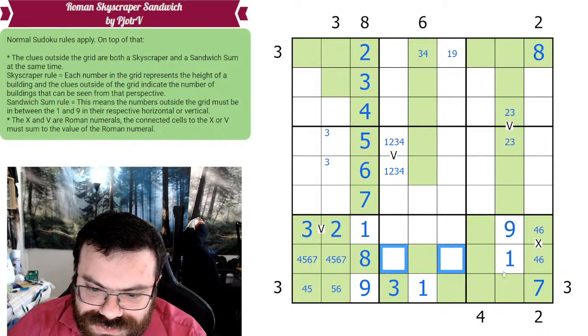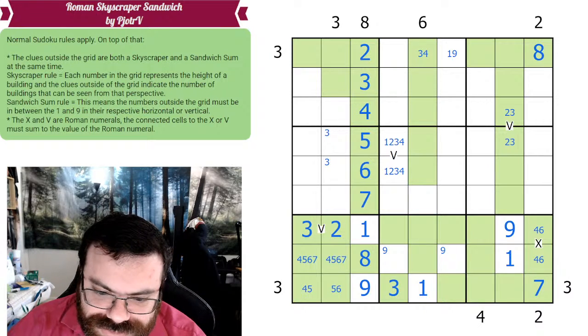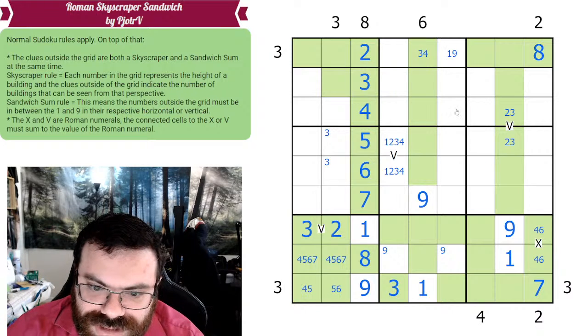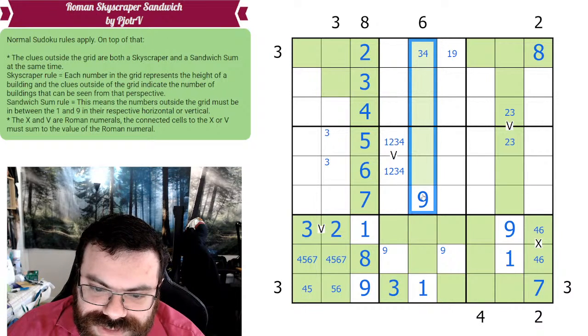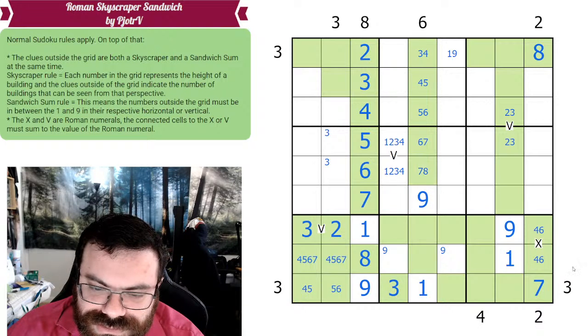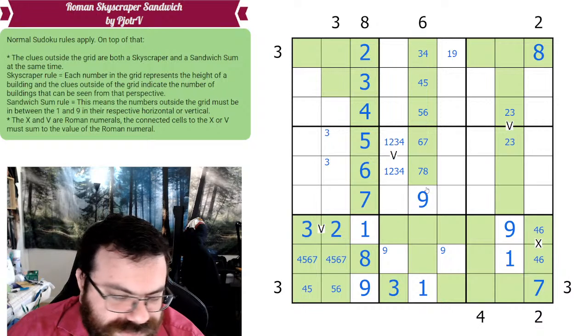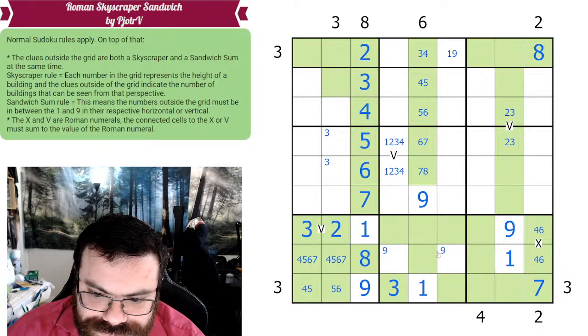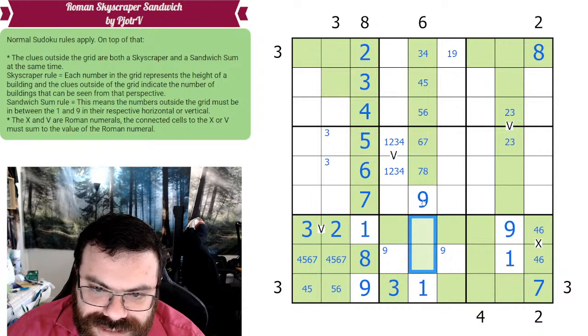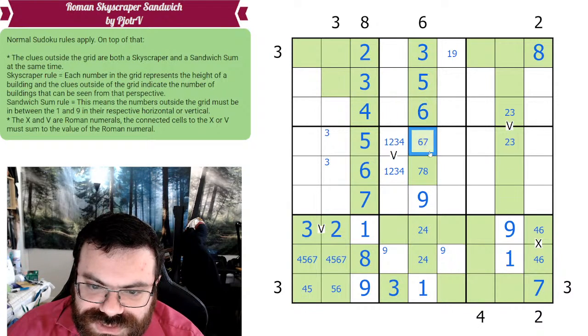So 9's in one of these two. None of these are 9. So the 6 is too long. This is 9. 1, 2, 3, 4, 5, 6. So this is a thermo. So 3, 4, 4, 5, 5, 6, 6, 7, 7, 8. The 2 then is down here, so this is 2, 4. So this is 3, 5, 6, 7, 8.